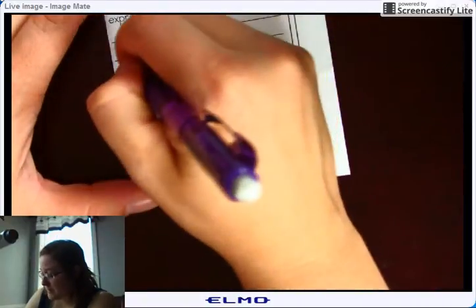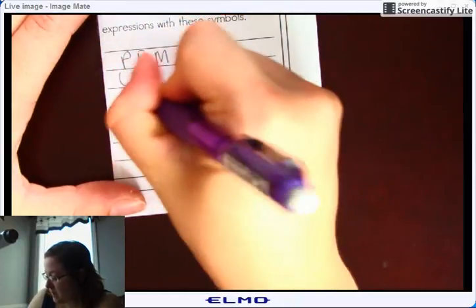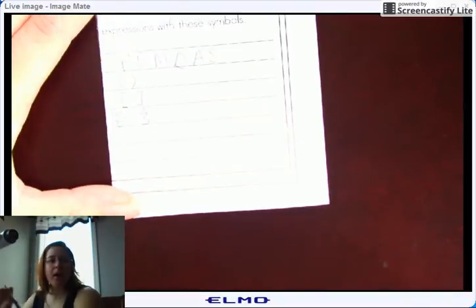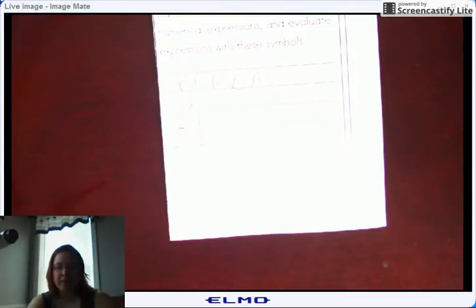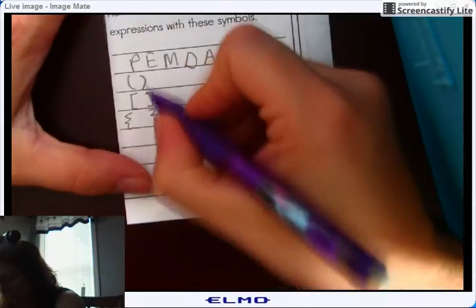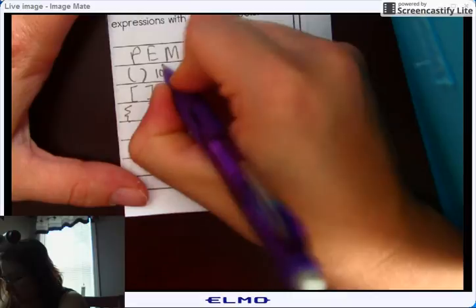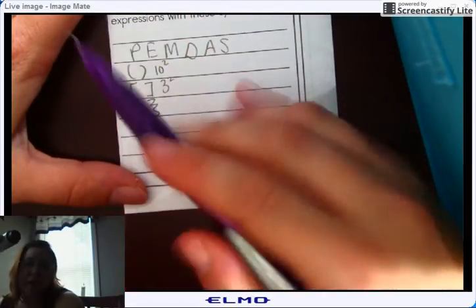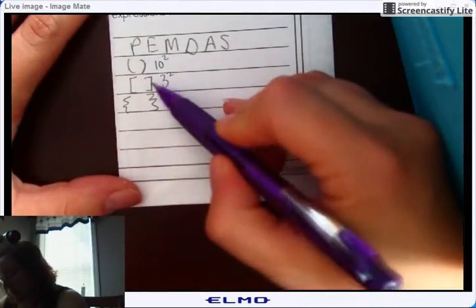Okay, so parentheses, but when we talk about parentheses, we're also talking about parentheses, brackets, and braces. Okay, so we're talking about PEMDAS here. Parentheses, brackets, and braces. Exponents, which you know is 10 to the second or 3 to the second, but that'll only really apply in middle school. This year we're really going to hone in on the parentheses, the brackets, and the braces.